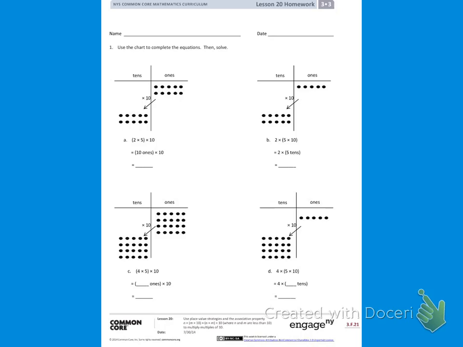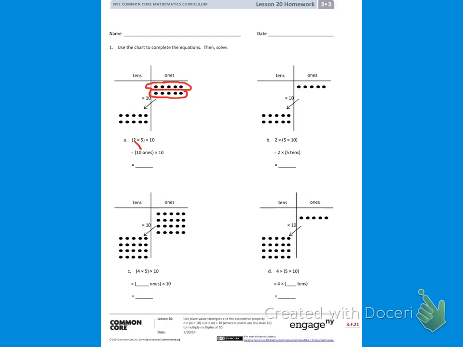Whenever we see parentheses in an equation, we do that part first. So here we see 2 times 5. 2 times 5 means 2 groups of 5, and we can see that in the ones column. Here's a group of 5, and here's a group of 5. 2 groups of 5 is the same thing as 10 ones. And that's how they got 10 ones that are written in parentheses below it.